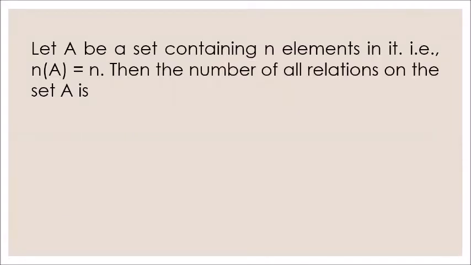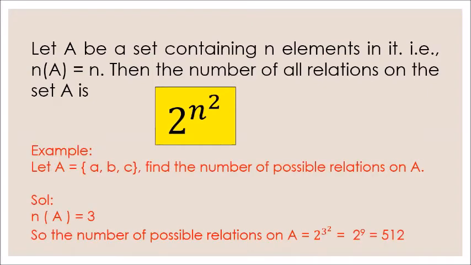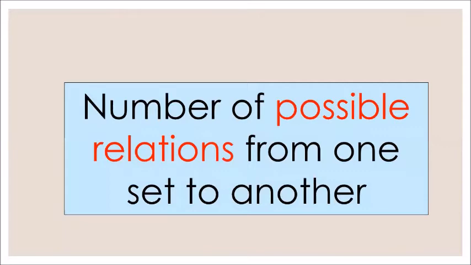Let A be a set containing n elements in it. Then the number of all relations on the set A is 2 to the power of n square. For example, let A be a set containing a, b, c. The number of elements of A is 3. Therefore, the number of possible relations on A is equal to 2 to the power of 3 square, which is equal to 512.